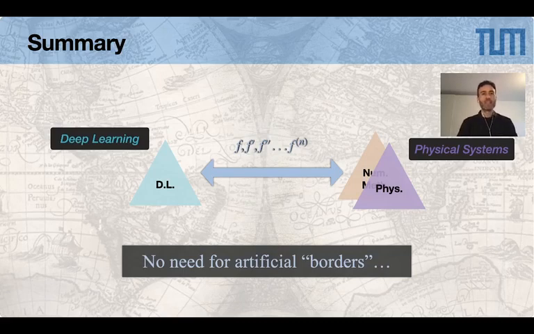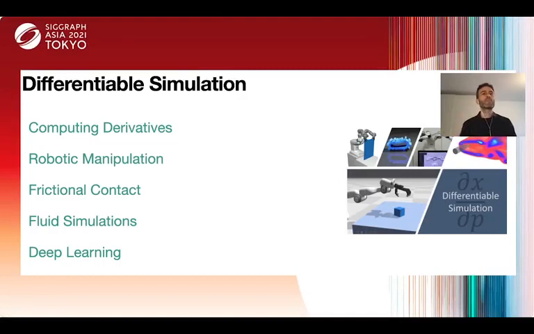With that, taking a step back, our course focused on differentiable simulation for a much broader picture. So we looked at computing these derivatives that are necessary for a variety of settings, from rigid bodies, contact, all the way to fluids. We had a variety of interesting examples for robotic manipulation, some tough cases with frictional contact. I just discussed fluid simulations and the connection to deep learning.